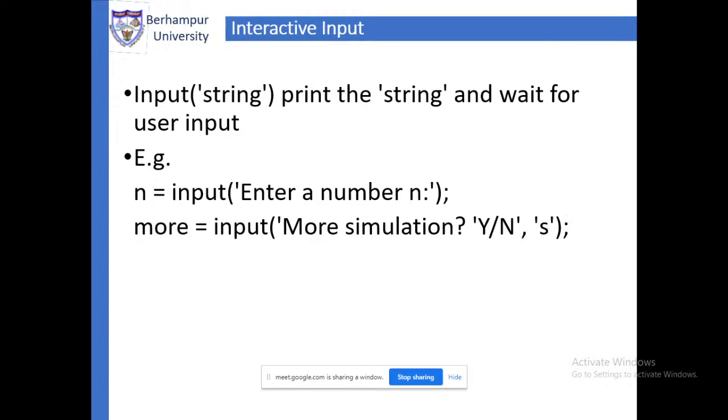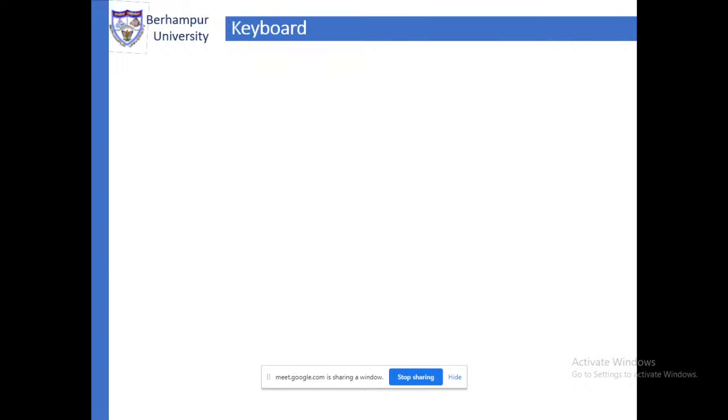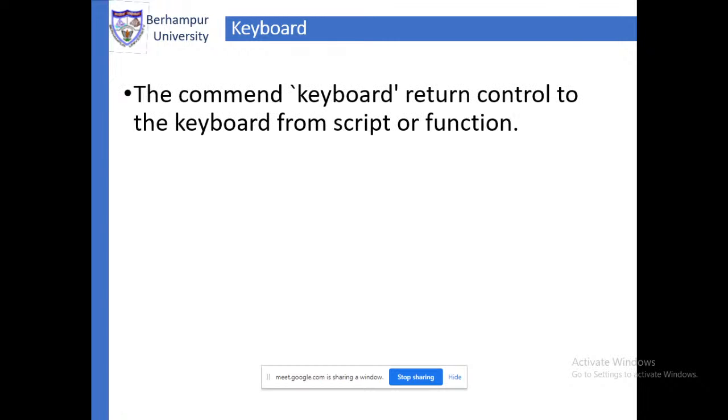Then more is equal to input, more simulations, yes or no. So within quote marks yes, within quote marks no. That you can see: more simulations, yes or no. Now here the input will be a string, either yes or no. Okay. So the first one is input of a number. Second one is for input of a string.